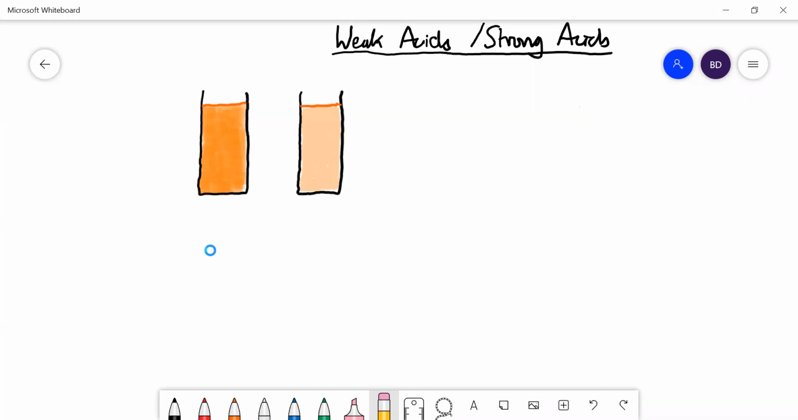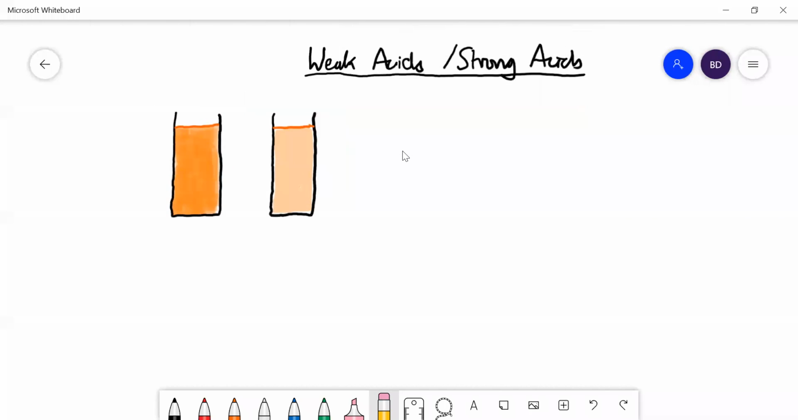We're going to talk about strong and weak acids in this video, and the first thing we need to do is home in on these words, strong and weak, and find out what they mean, because they mean something quite a lot different than they would mean in everyday life.